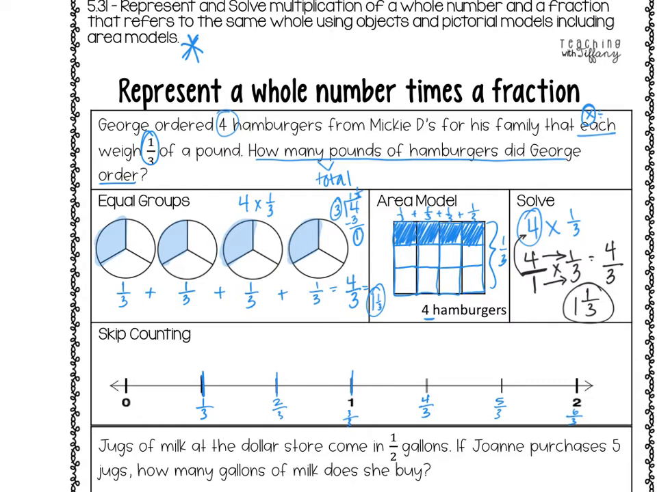But we need 4 hamburgers that weigh 1/3 each. So 1/3 here is 1 hamburger. 1/3 here is 2 hamburgers. Another third would be 3 hamburgers. And another third is our 4th hamburger. And we know that 4 1/3 pound hamburgers weighs 4/3, which also equals 1 whole and 1/3.